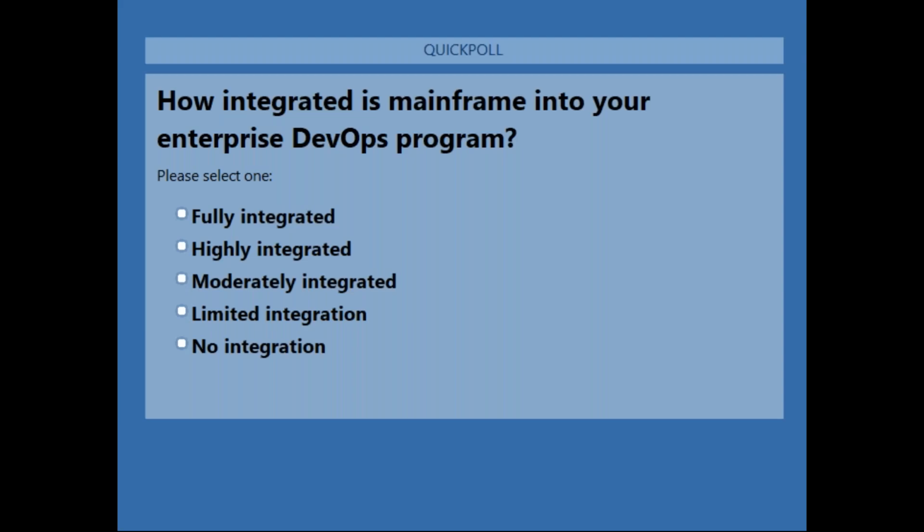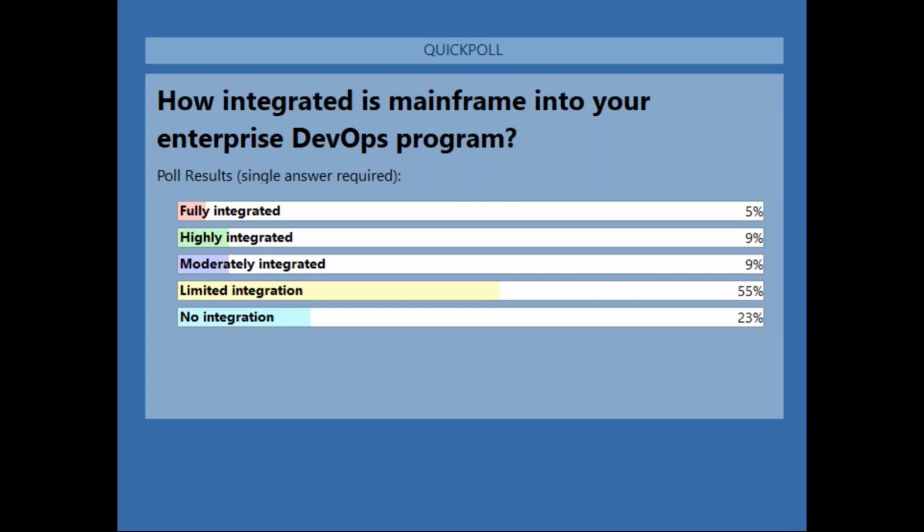Okay, so we've got a few poll questions here around open source. So let's do the first one. So the question is, how integrated is mainframe into your enterprise DevOps? And let's see. Also, not very surprising. So if I add up the limited integration or no integration, we're hitting close to 80%.